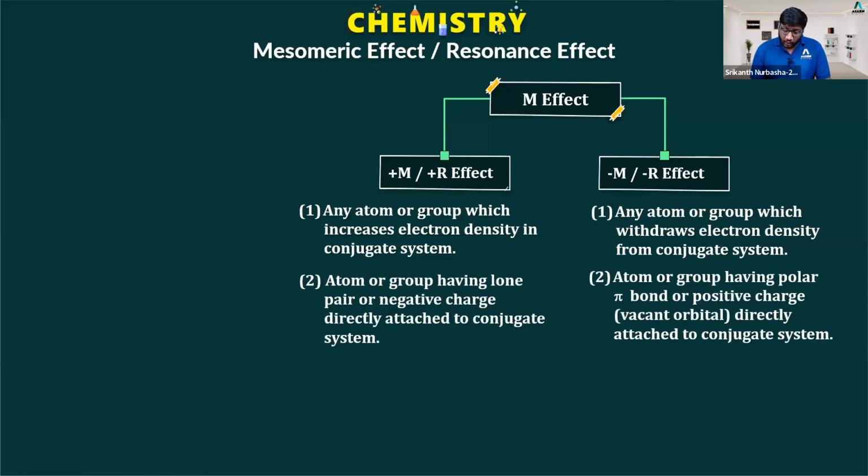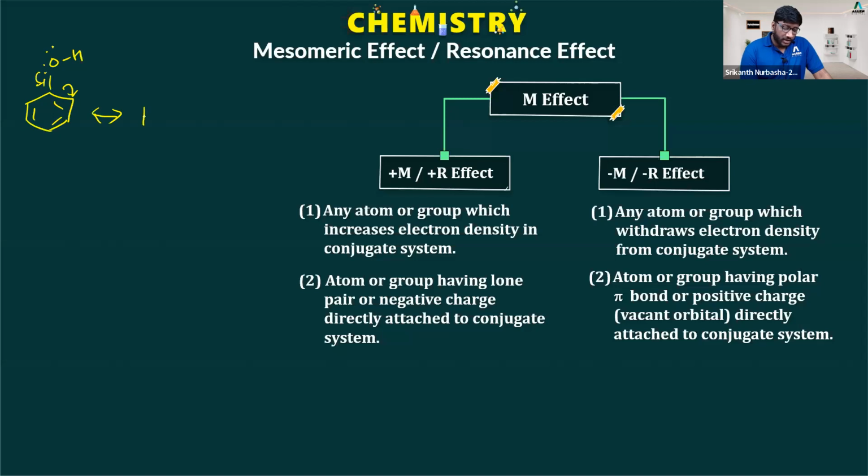Atom or group having lone pair or negative charge directly attached to conjugate system. Atom or group having polar pi bond or positive charge or vacant orbital directly attached to conjugate system. So let us understand plus M. Like we have a phenyl group, and to the phenyl group we have OH connected, like phenol. The lone pair of electrons on oxygen comes into the pi electron density moving away.